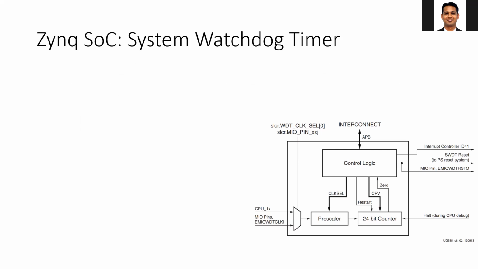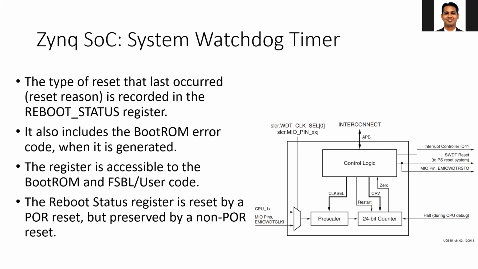Okay. Now, once the watchdog timer reset happens, and once you restart the board and configure the board, you want to know whether the reset has happened because of the watchdog or there was some other issue. For that, you have the corresponding register which stores the reason behind the reset. The type of reset that last occurred is recorded and stored in the reboot status register. It is one of the registers inside the Zynq SoC. It also includes other issues, for example, if some error has happened during the booting process, that error status is also there in this reboot status register.